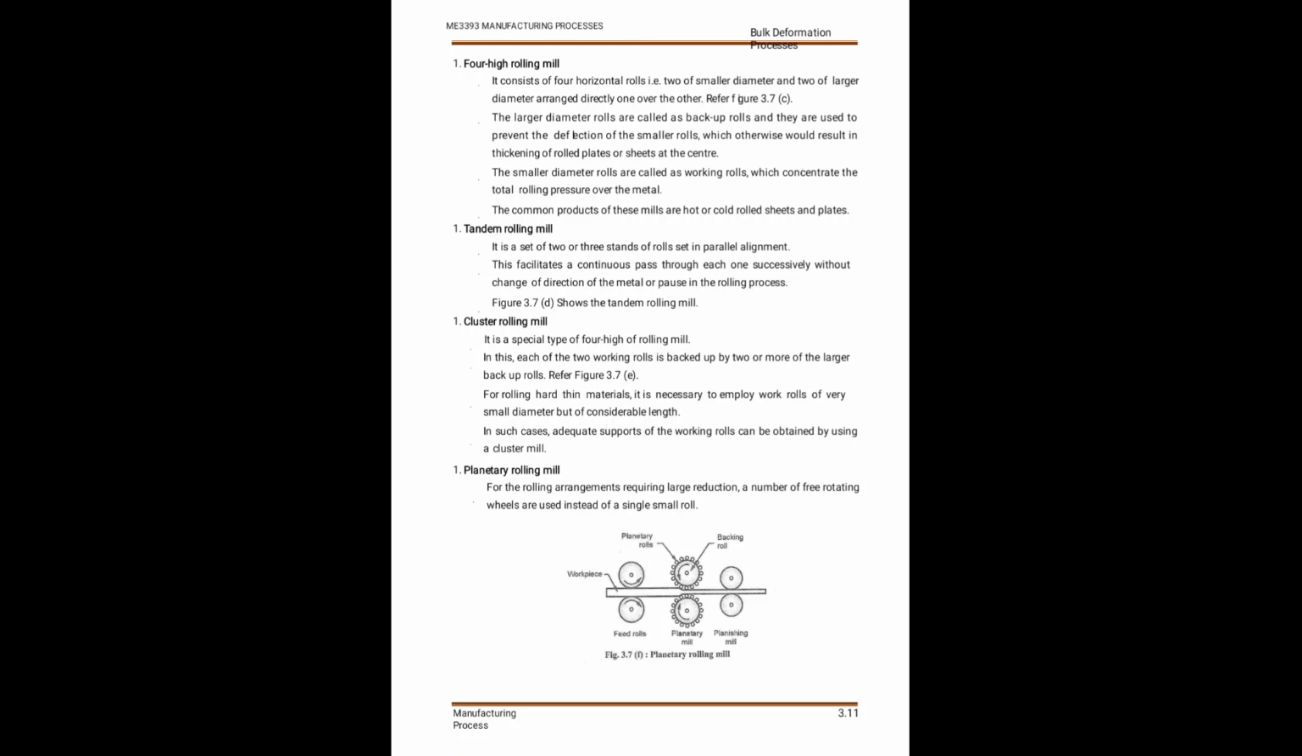The tandem rolling mill. It is a set of two or three stands of rolls set in parallel alignment. These facilitate continuous passes through each one successively without change of direction of the metal. And the cluster rolling mill. It is a special type of four high rolling mill. In this, each of the two working rolls is backed up by two or more large backup rollers.